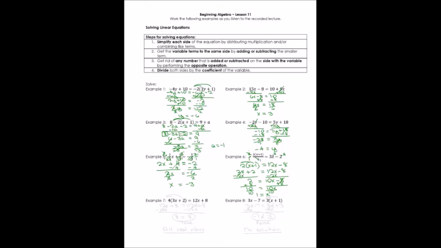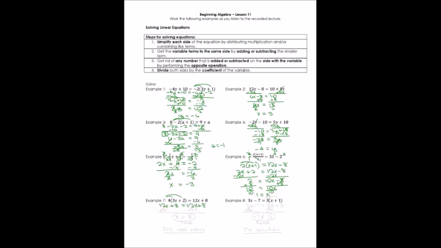Example 7, a little simpler. Let's distribute multiplication. 4 times 3x is 12x. 4 times 2 is 8. And that's equal to 12x plus 8. Wait a second. These look identical to me. 12x plus 8 equals 12x plus 8. At this point, we've hit a very special equation.